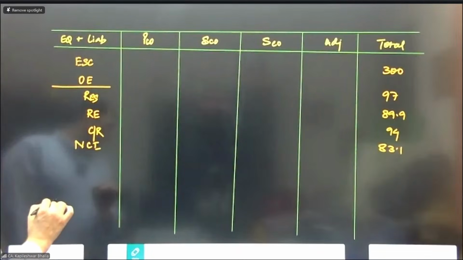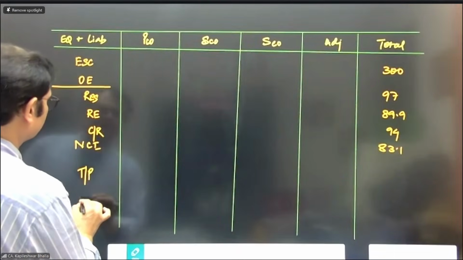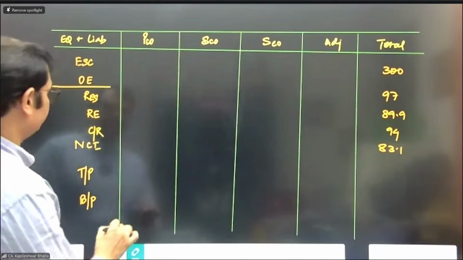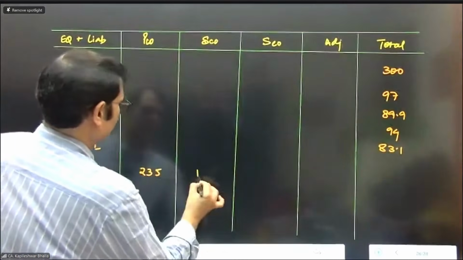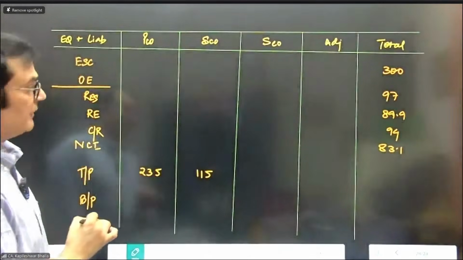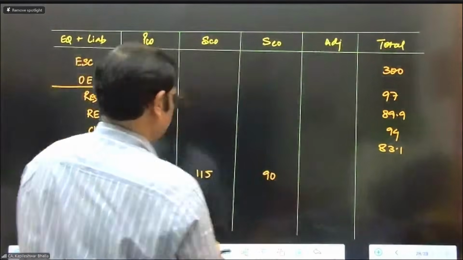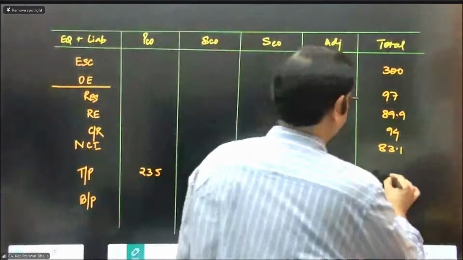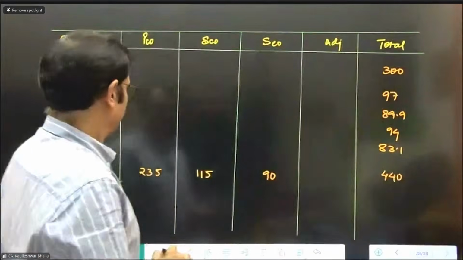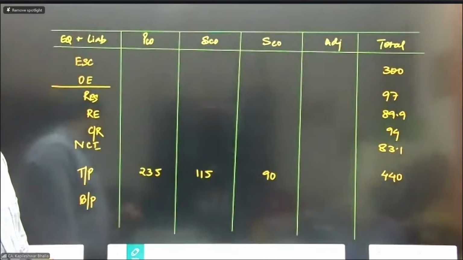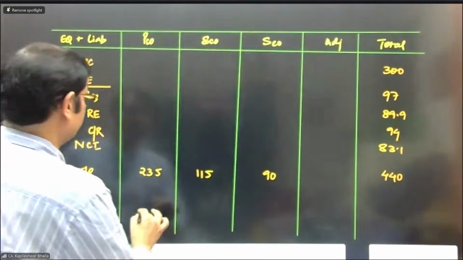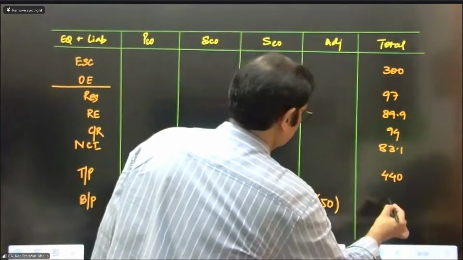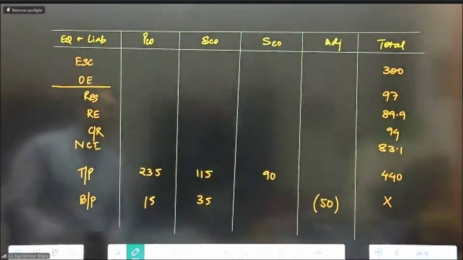And in the current liabilities, we've got trades payable, and there is a bills payable. Trades payable is 235, 115, and it's 90. So this is 440. And the bills payable, we've got 15 and 35, and this is 0. But there is an elimination of intercompany owing, so that becomes nil.